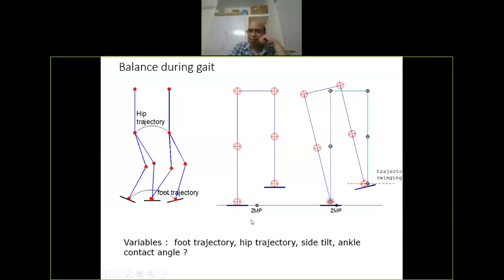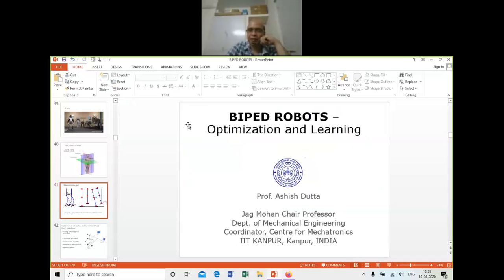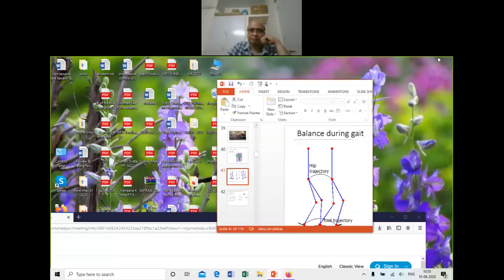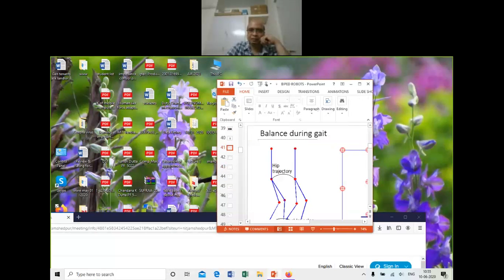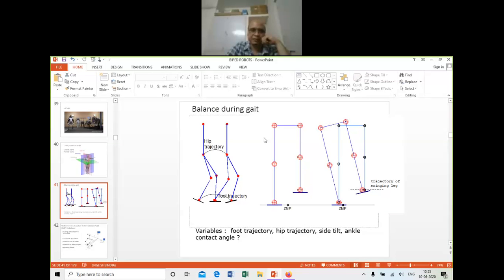So next time you walk, please look at yourself or look at somebody walking. What you'll see is that from the front side, the body bends on one side to bring the center of pressure onto the ground. And then from the side plane, the rear foot moves forward with a trajectory and the hip moves forward with a trajectory and the body goes forward. So this is essentially the way. So I'll just go back here. We need to understand this a little bit.